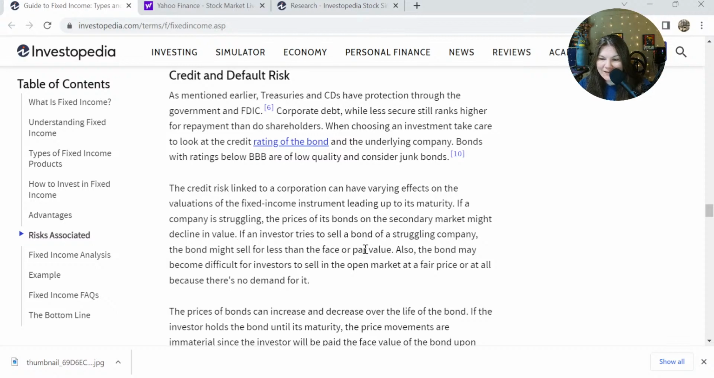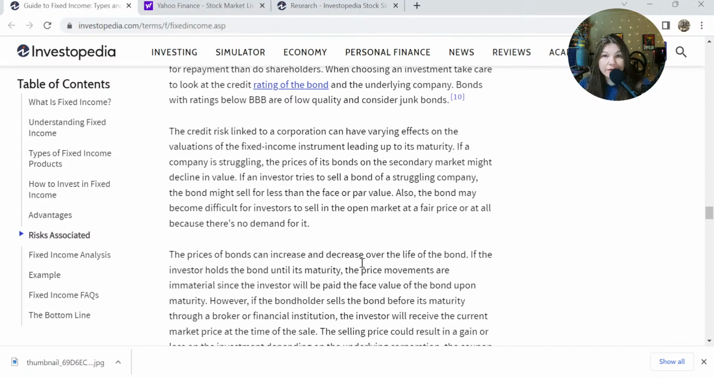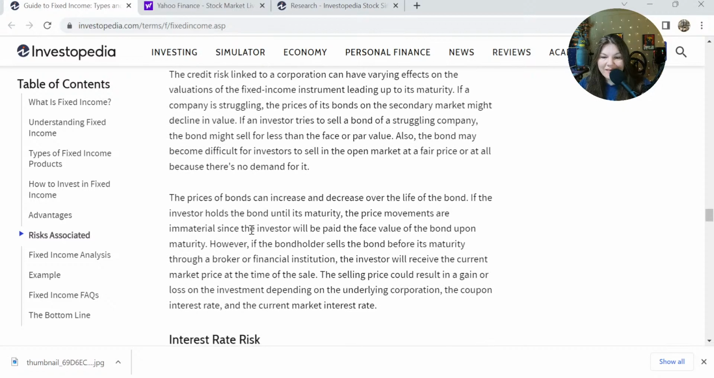If an investor tries to sell a bond of a struggling company, the bond might sell for less than the face or par value. Also, the bond may become difficult for investors to sell in an open market at a fair price or at all because there's no demand for it. The prices of bonds can increase and decrease over the life of the bond.